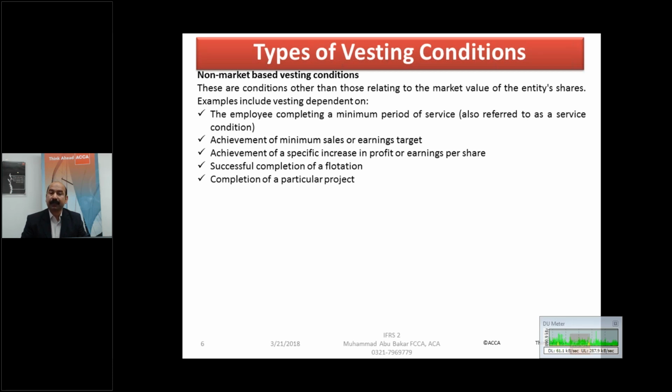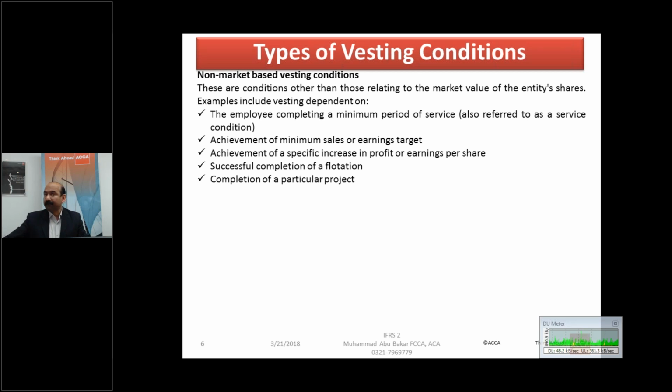Achievement of minimum sales or earning targets. Achievement of a specific increase in profit or earnings per share. Successful completion of flotation: if a company is in the listing process, and you motivate your employees that they will be given share options if they successfully complete this process. And then completion of a particular project. These are, in fact, examples of non-market-based vesting conditions.